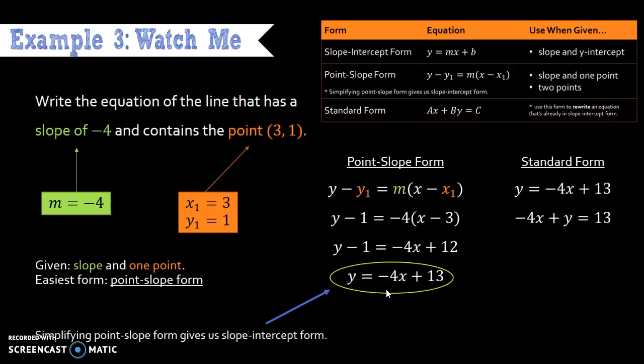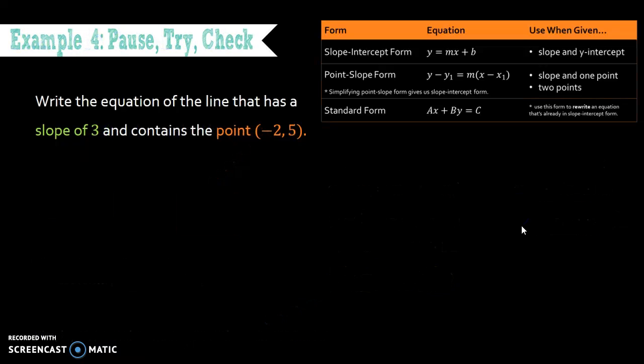Standard form is just this slope-intercept form that's circled in yellow, rearranged to have the variables all on one side. This should say positive 4x plus y equals 13 because we add 4x to both sides. So please ignore this negative. That should say positive 4x plus y equals 13. Go ahead and pause and try this one.